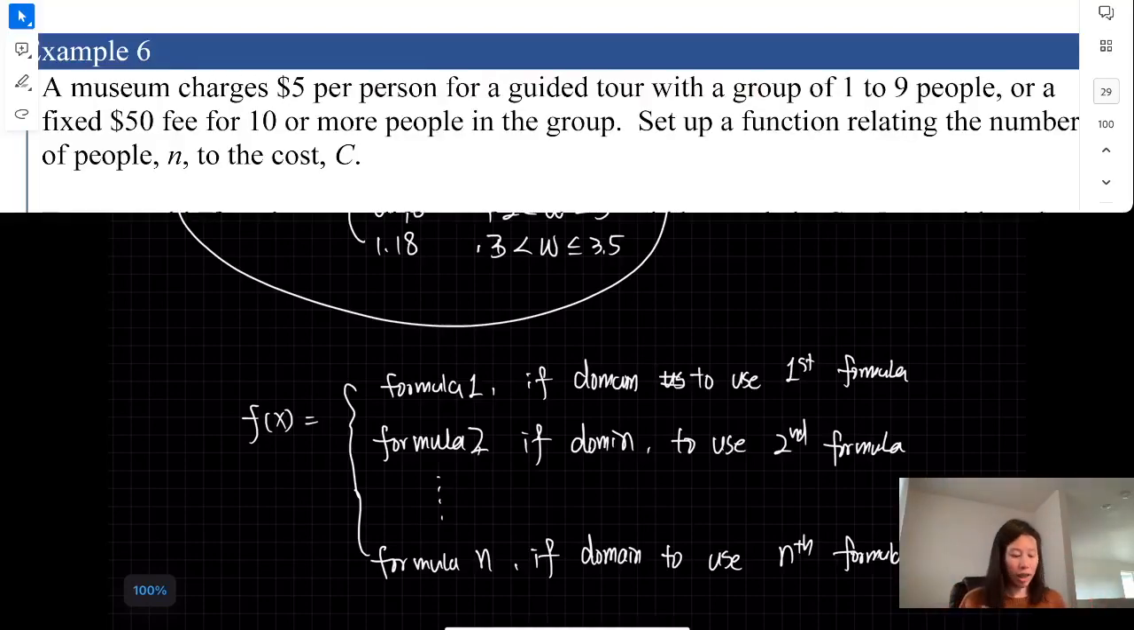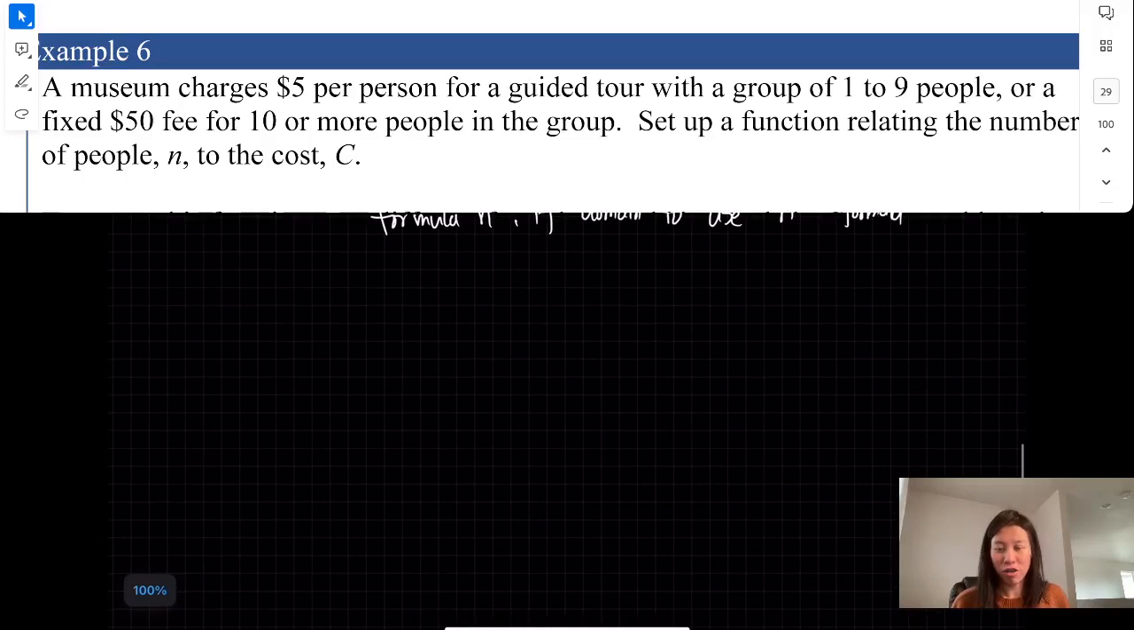So now take a look. A museum charges $5 per person for a guided tour with a group of 1 to 9 people, or a fixed $50 fee for 10 or more people in the group. Set up a function related to the number of people and cost. So that means the cost function depends on the number of people. N stands for the number, C stands for the cost, right?